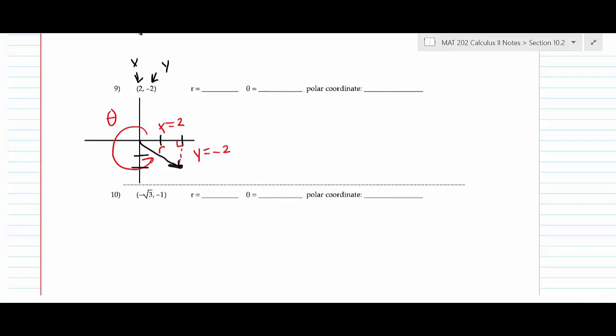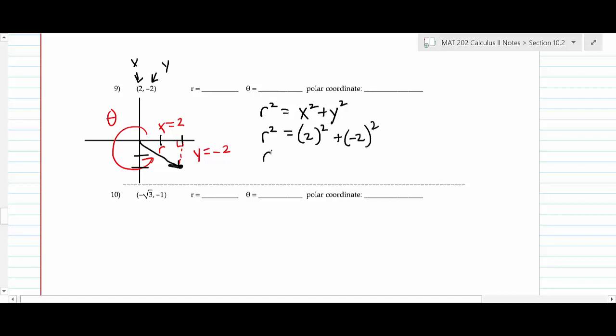Then we can find the value of that radius like this. You have to start this problem by finding the radius, just doing r squared is equal to x squared plus y squared. So we'd have r squared equals 2 squared plus negative 2 squared. So that's r squared equals 4 plus 4, so r squared is equal to 8. Just like you did in trig. We're going to use a positive radius, so you don't have to worry about the plus or minus. So that would be 2 root 2 if you simplify that, correct?